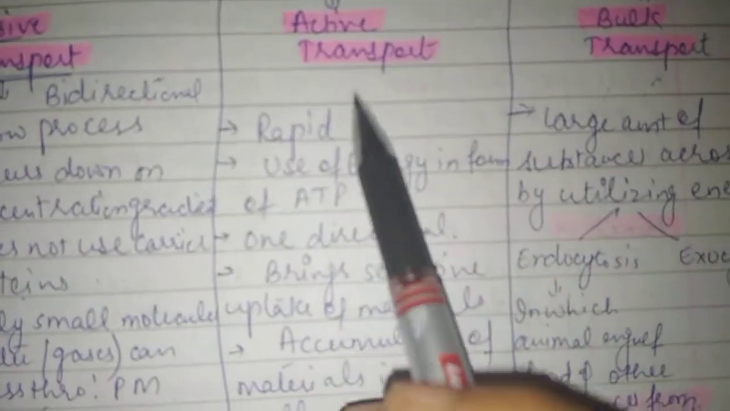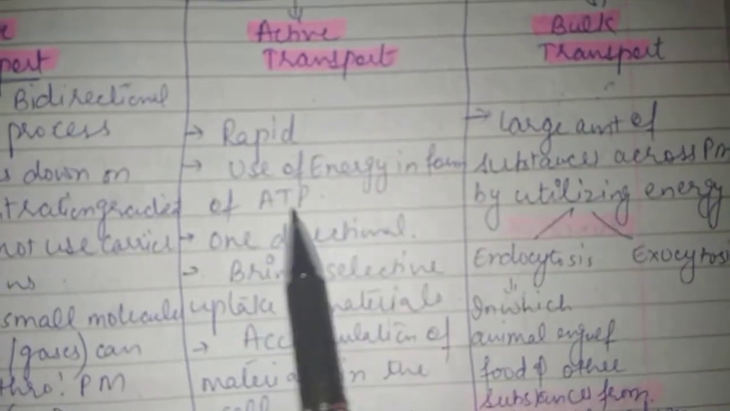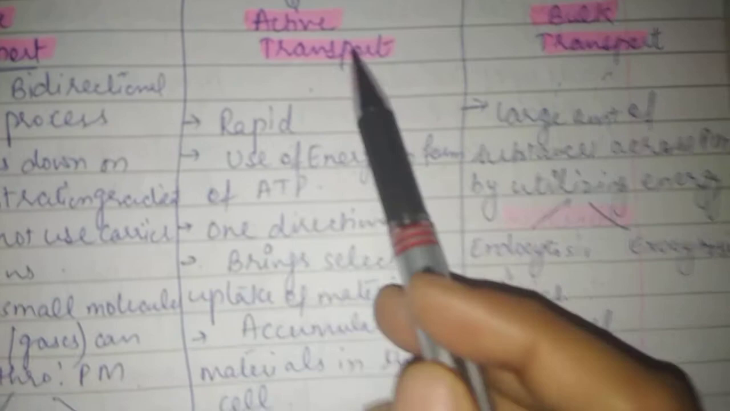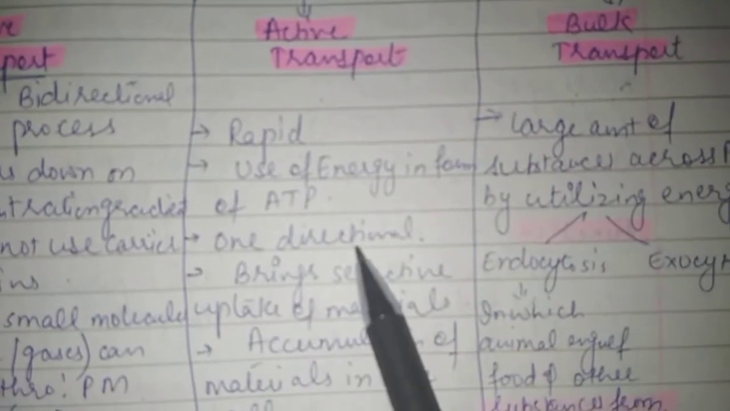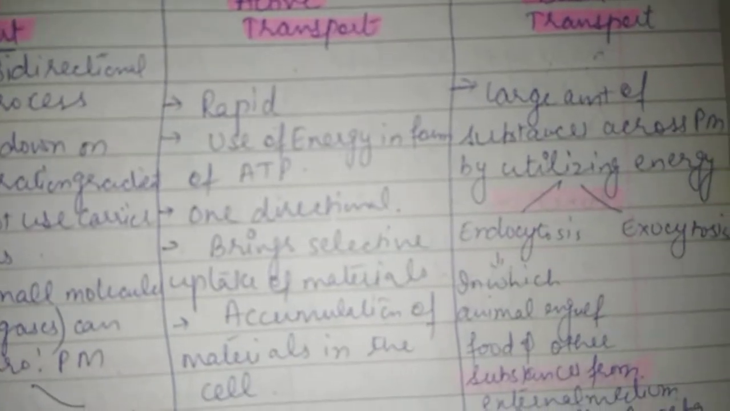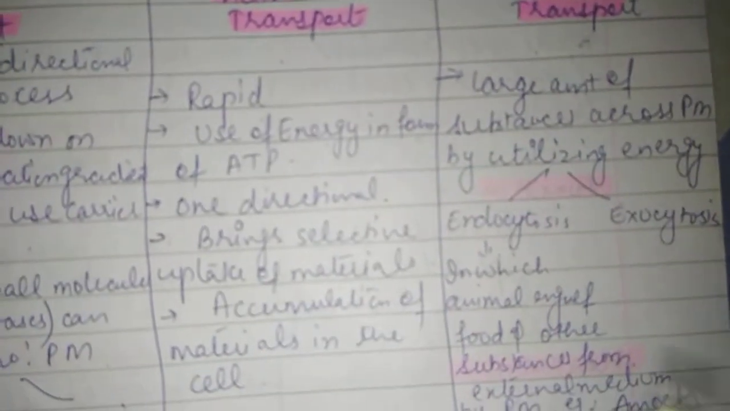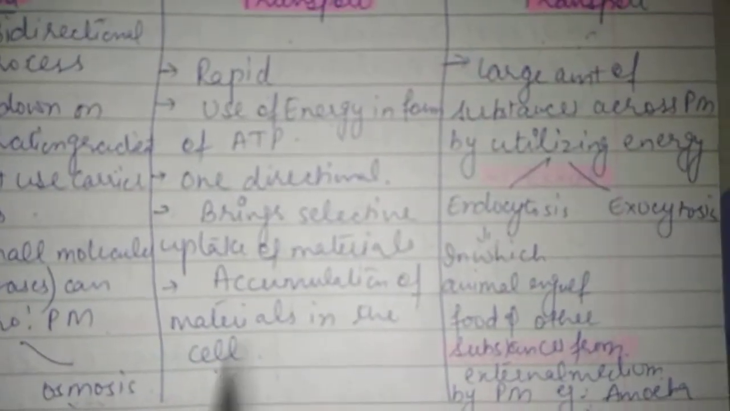Second is the active transport. Active transport is a very rapid process. It uses energy in the form of ATP, because this is a very rapid process. Due to the rapid process, it requires energy to do the work. This is only one directional. One direction means only selective uptake of the material. It takes more from outside to inside only, and there is accumulation of the material in the cell only.